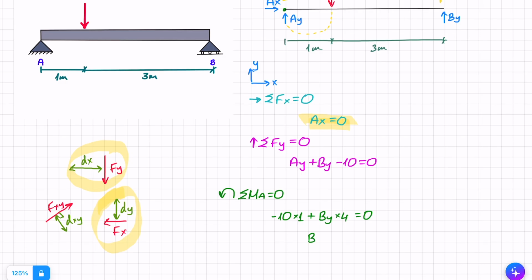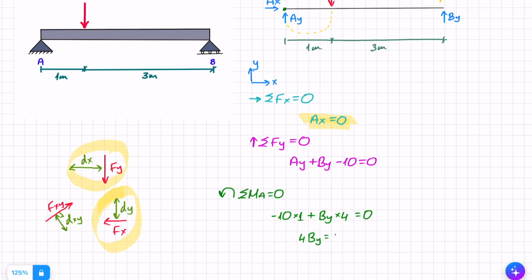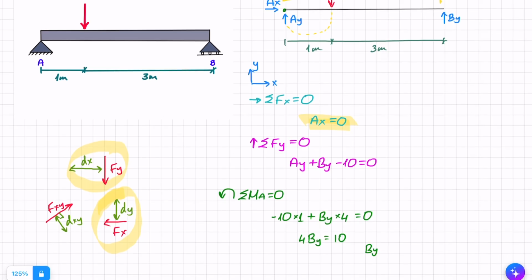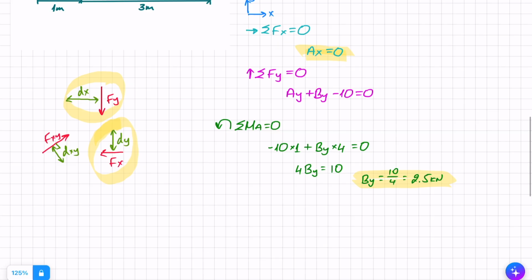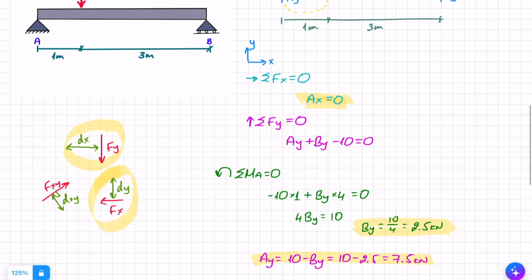So looking at that, I can see that 4 By equals 10, and therefore By equals 10 divided by 4, or 2.5 kilonewtons. And once I have that, I can go back to my y equation, and I can see that Ay equals 10 minus By, that is 10 minus, we now know, 2.5, and that gives me 7.5 kilonewtons. Let's draw that in and do a quick sense check.